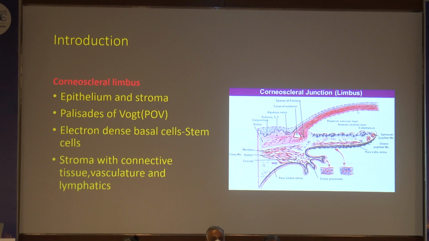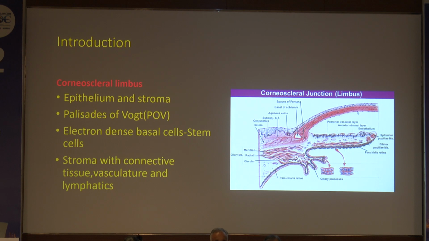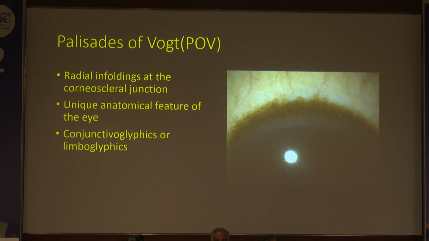As you know, the corneoscleral limbus comprises epithelium and stroma, and palisades of Vogt are housed in this area. They have electron-dense basal cells called the stem cells, and the stroma has connective tissue with vasculature and lymphatics. Palisades of Vogt are the radial infoldings at the corneoscleral junction. It's very unique. There is a term called conjunctival glyphics or lymphoglyphics to show the pattern of palisades of Vogt in different persons. It's an individual hallmark, and what I have done is study the palisades of Vogt.